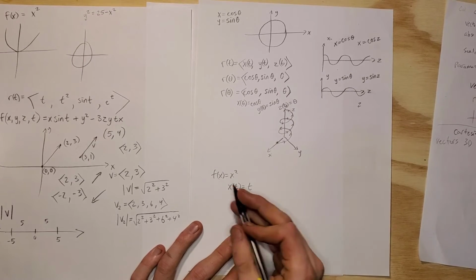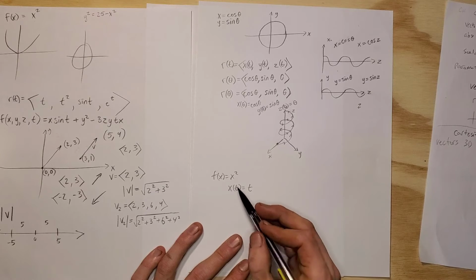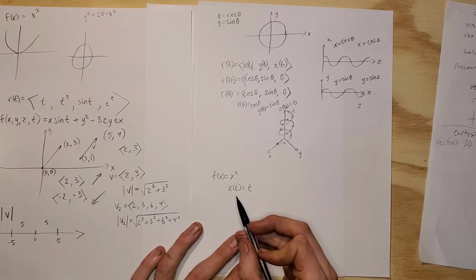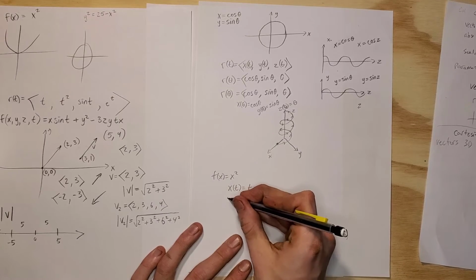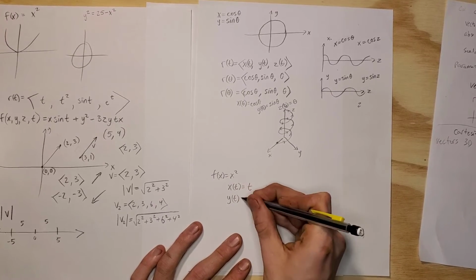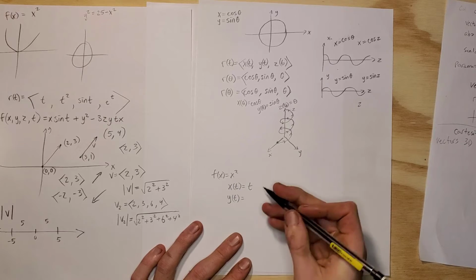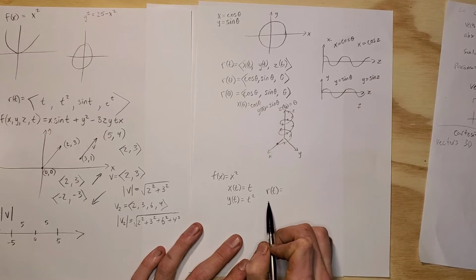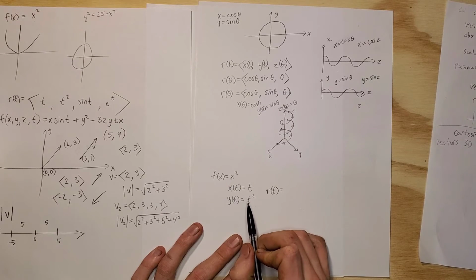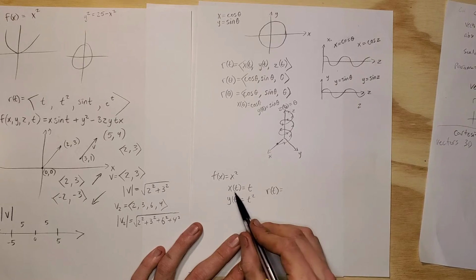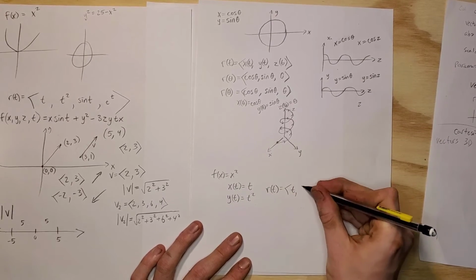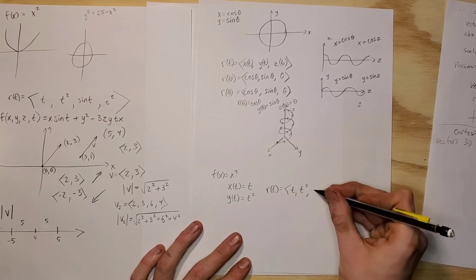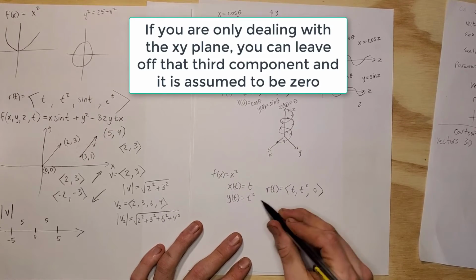And then you can set your function, the y component, if this is on the xy plane, equal to what the function is, substituting t for the independent variable. And the vector-valued function is still in the notation x, y, z, where x of t is equal to t, y of t equals t squared, and z of t equals 0, because this is on the xy plane.